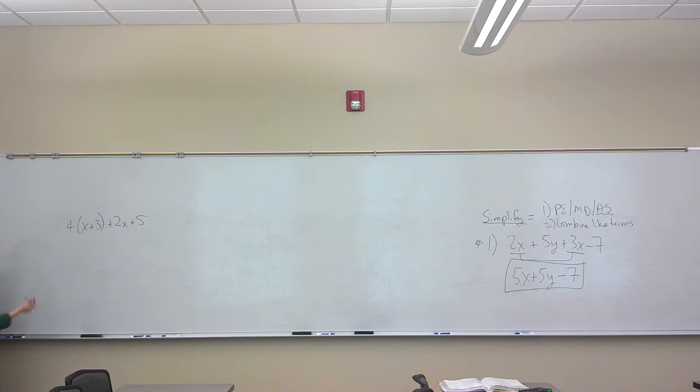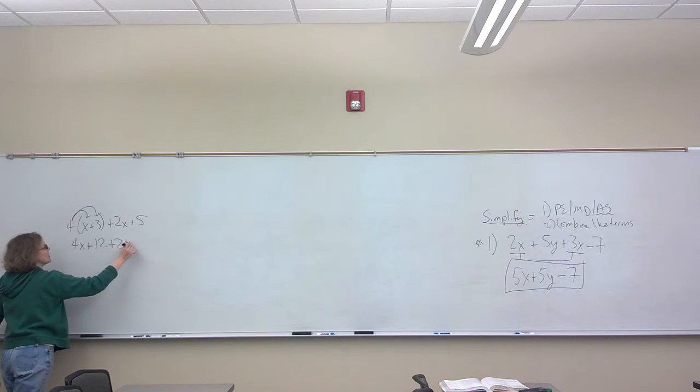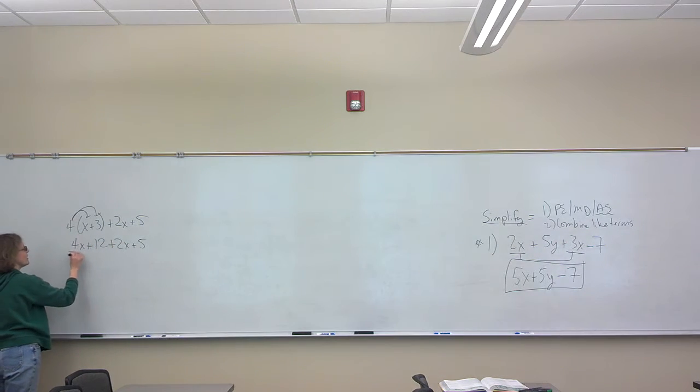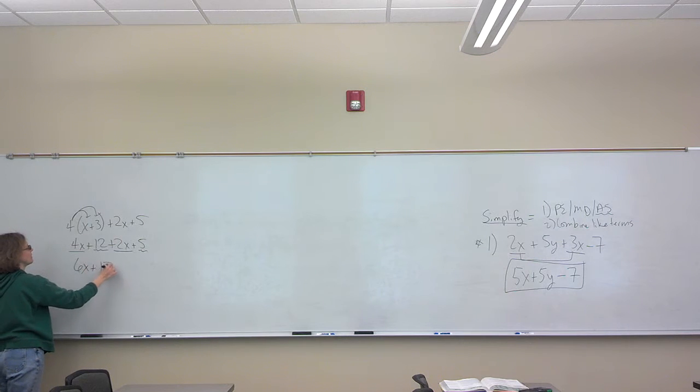So here's a little longer one. You cannot add or subtract a variable and a constant. So in this instance, you're just going to have to distribute this 4 through the parentheses. So you have 4 times the x plus 4 times the 3 is 12, times 2x plus 5. Now we're down to the add and subtract step, combine like terms. So we look for the exact same kind of thing. We have 2x terms. So 4 plus 2 is 6x. 12 plus 5 is 17. So this is the simplified form.